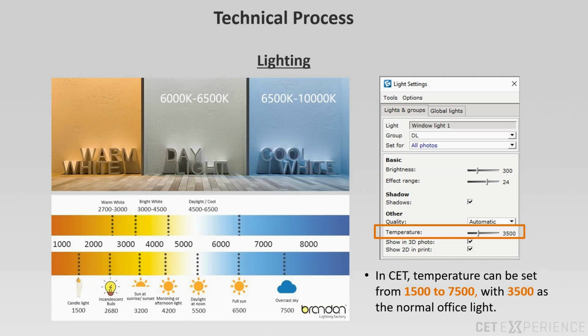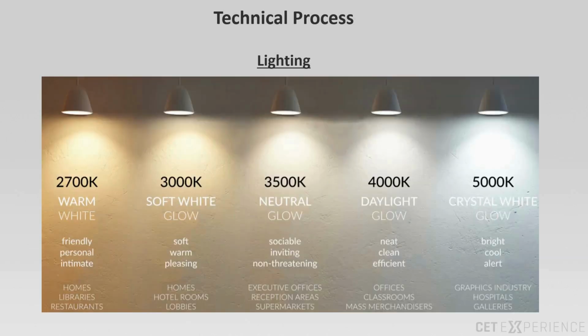Remember that lighting temperature should be considered when omni or area lights are added to the space. The color temperature is generally the basis of the mood of your rendering. In CET, temperature can be set from 15 to 75, with 35 as the normal office light. Again, as the basis of the mood, lighting can bring different feelings to your rendering.